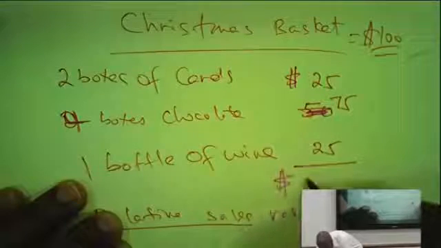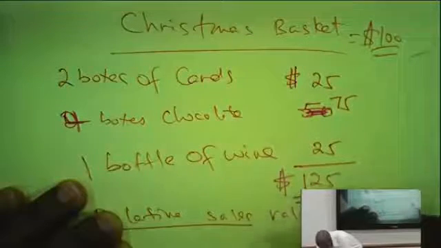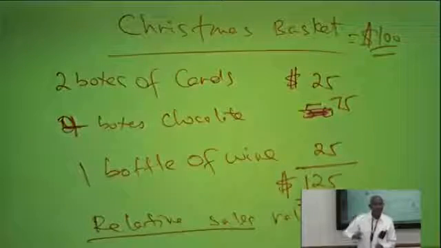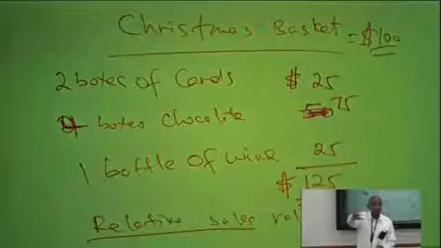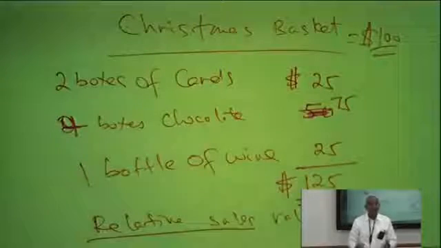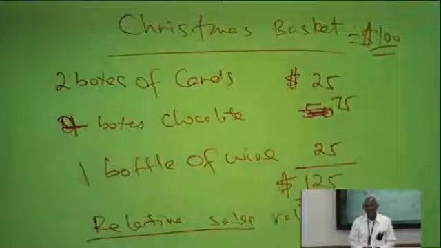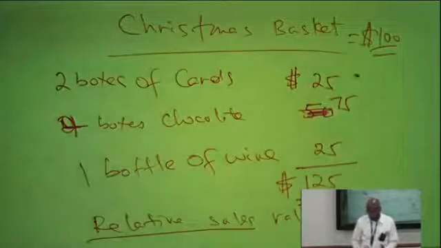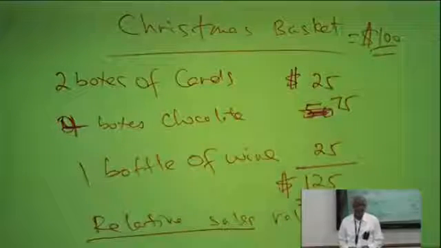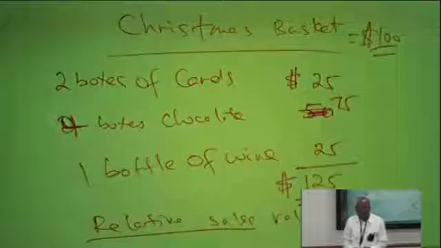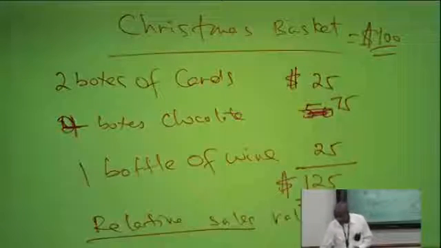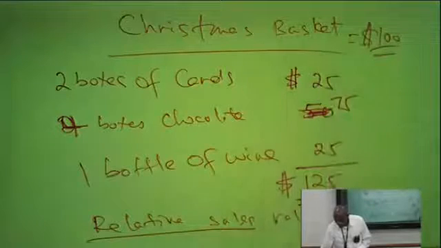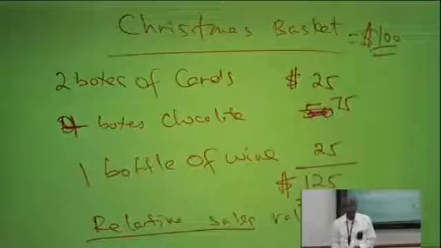So the total sales value of the 3 items is going to be $125. Remember, I bought them for $100. Now I individually sold them, and I will be earning a total of $125, a $20 profit on the basket, which is a 25% margin, which is not a bad thing, right? Now let's see how we allocate this cost, 100 cost, across the different items using the relative sales value method.